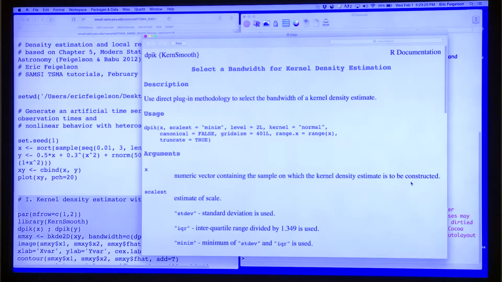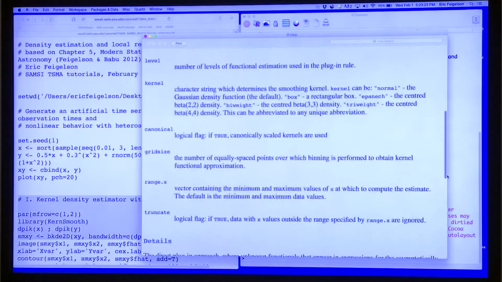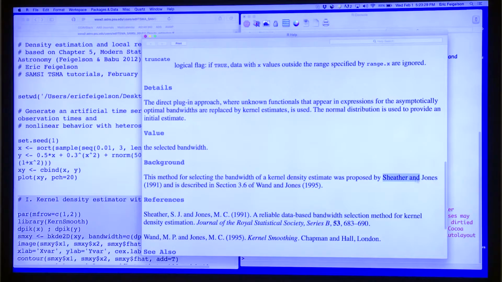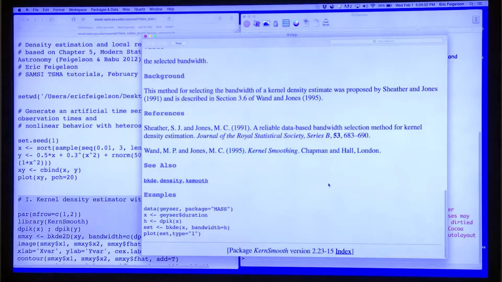So it looks at the data, and it uses some method, which is not described here, proposed by these persons in 91 and described in section 3.6 of their book in 95. So the original was a JRSS article, a reliable data-based bandwidth selection method for kernel density estimation. I can understand the title. I'm sure I couldn't understand the article. And I'm sure it has theorems. But this is a famous paper and this is a famous book, Kernel Smoothing. And it's very, very easy to use.